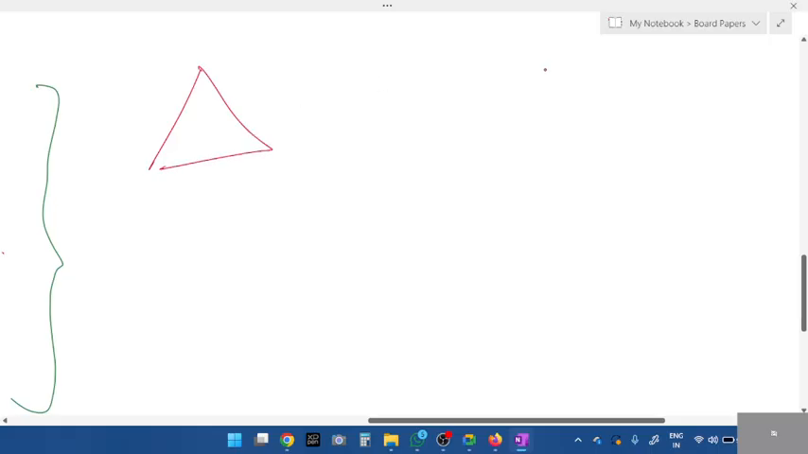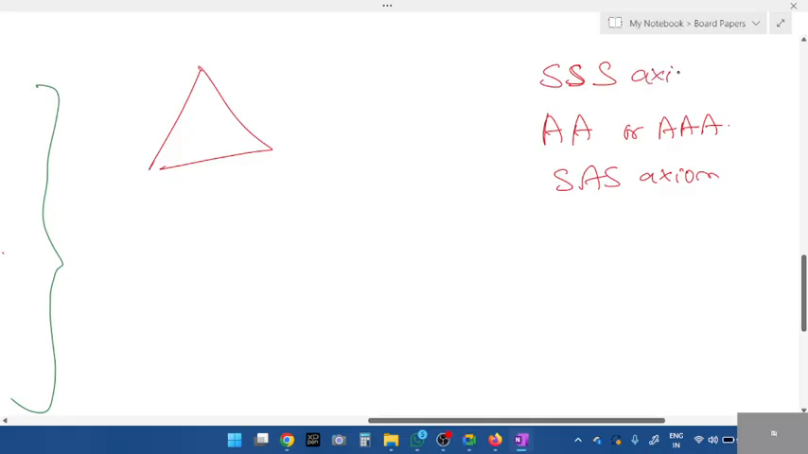What are the criteria for similarity, students? One is side, side, side. The next, no, that is congruency. When it comes to similarity, it is side, side, side, angle, angle, or angle, angle, angle. There are only 2. Okay. Then, yes, correct, Naomi. Side, angle, side axiom. What are the 3 we have? These are the 3 axioms, students.